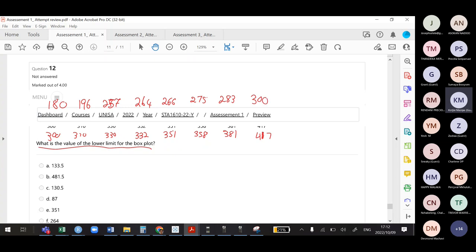Because the data is already sorted, we don't have to do anything. And here it says we need to find the lower limit of the box plot. Remember, a box plot looks like this, where you have your minimum, your maximum, and you have your quartile one, which is your lower limit, and your quartile three, which is your upper limit, and your quartile two in the middle. So if they are looking for the lower limit, they are asking you to find quartile one. So we need to find the position of quartile one, which is n plus one divided by four. How many are there? 2, 4, 6, 8, 10, 12, 14, 16. There are 16. So it's 16 plus 1 divided by 4. What is the answer?